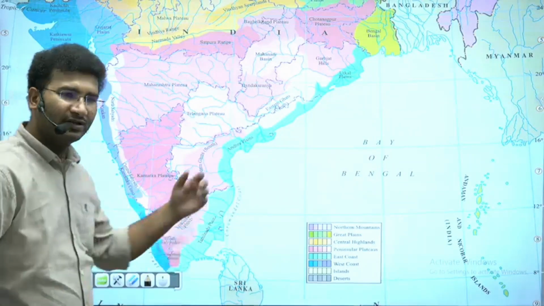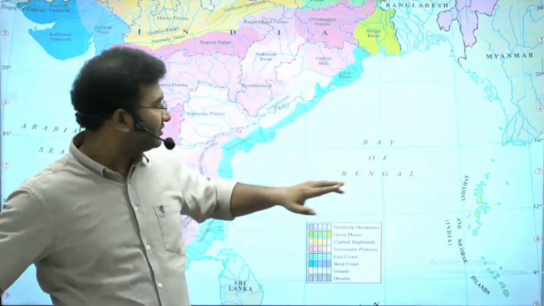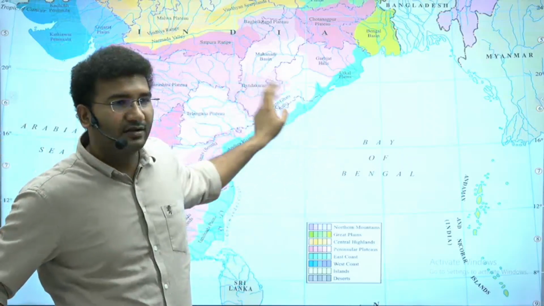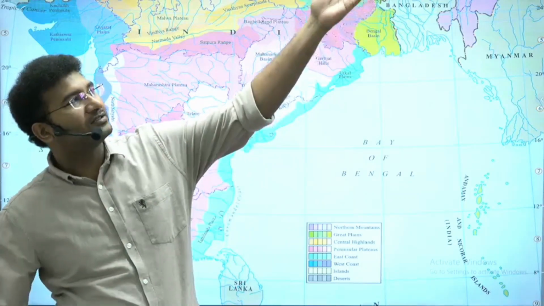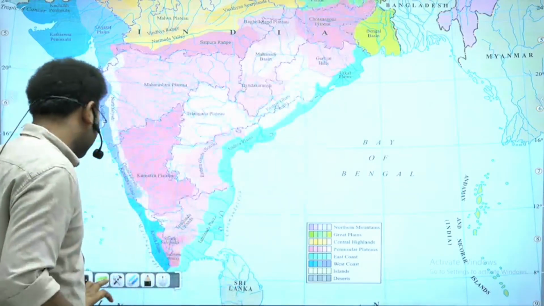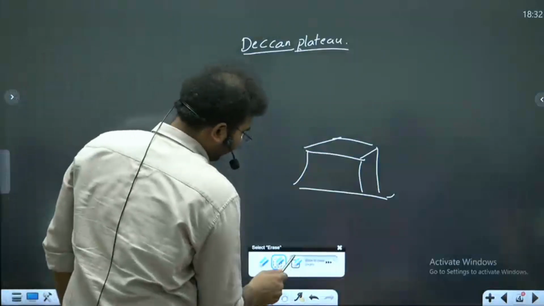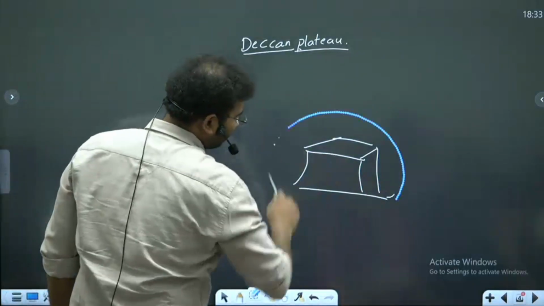Average height is more than 300 meters, it goes up to 400 meters. That means, if suppose a person who is standing here, for him the Deccan Plateau will look like, arey yaar, what is that? A cliff that is there. So let's try to understand this. So how many plateaus are there in a Deccan Plateau?